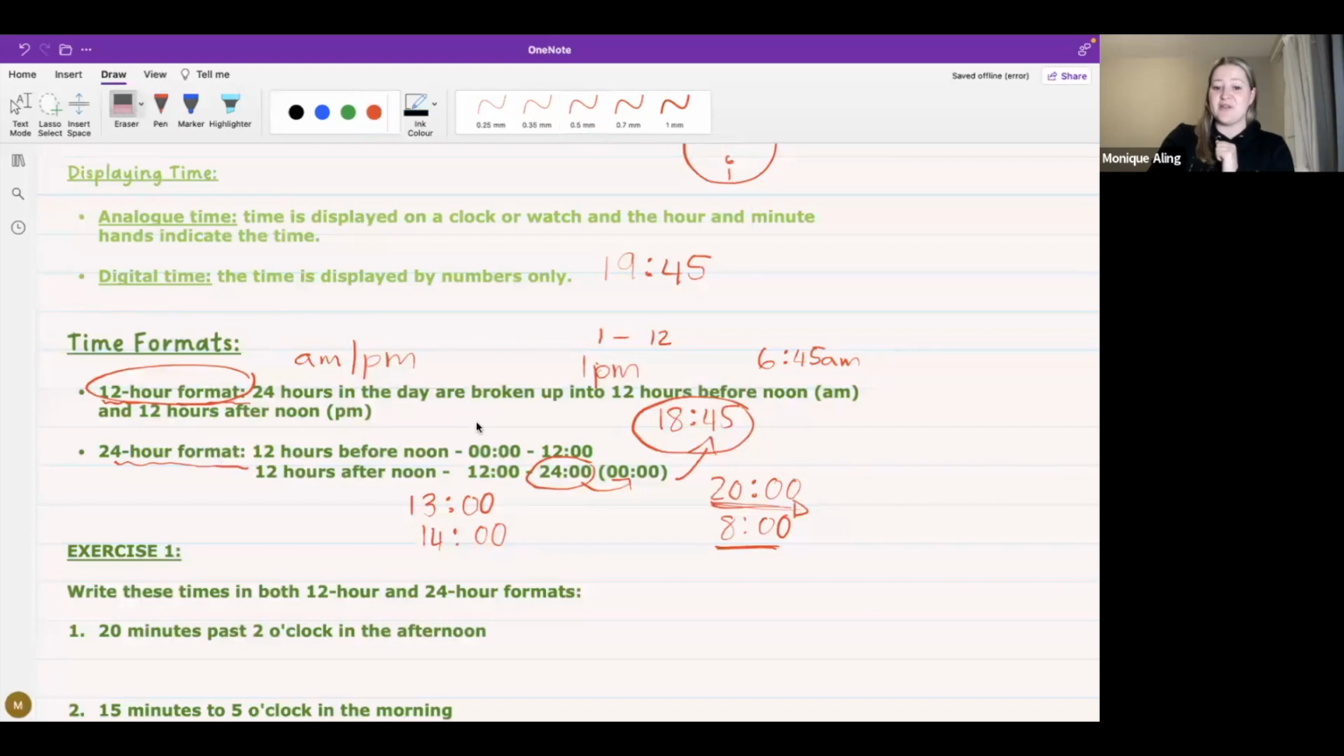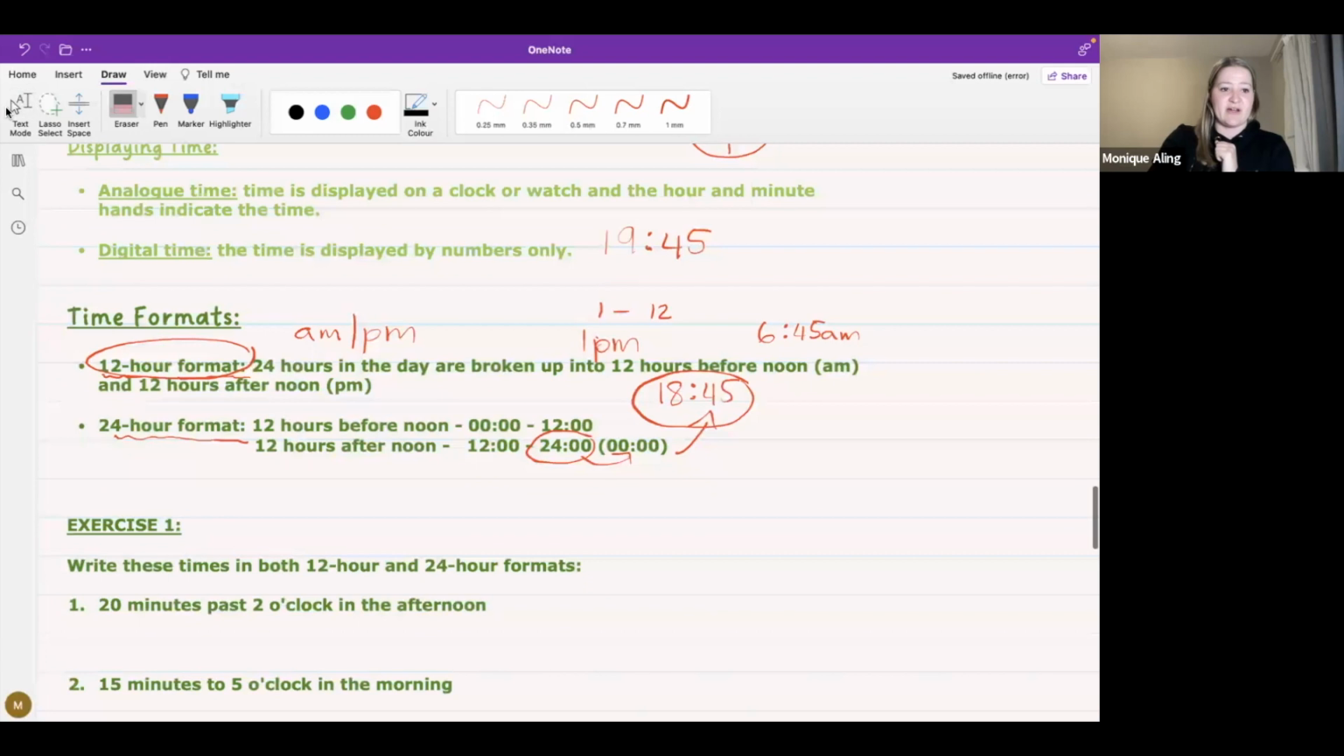Okay, let's try one together. I've done quite a lot of examples, which might have been a bit confusing, so let's see it in actual practice.